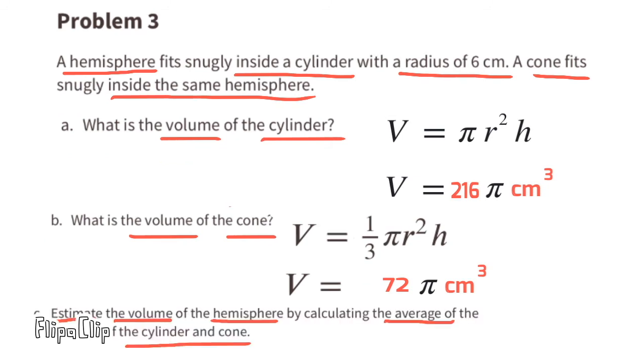C. Estimate the volume of the hemisphere by calculating the average of the volume of the cylinder and the cone. To find the average, we'll just add 216 plus 72, and that's 288. 288 divided by 2 is 144. So the estimated volume of the sphere is 144 pi centimeters cubed.